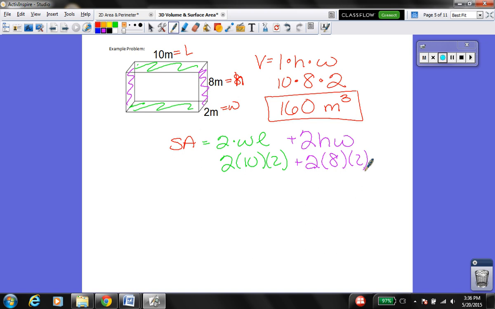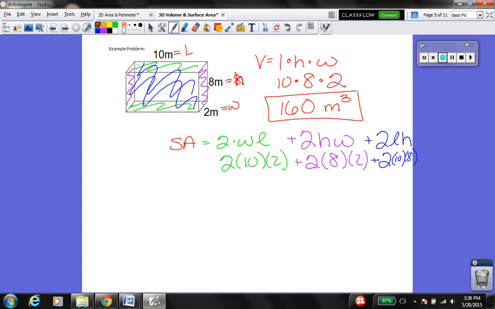And finally, for the last one, we need the front and the back. It's a little bit more difficult to see. So the front and back is the length times the height. Now, you'll notice that it might be in a little bit different order. It doesn't matter the order as long as you're adding up all the 3 different side groups. So we have 2 times the length, which is 10, times the height, which is 8.